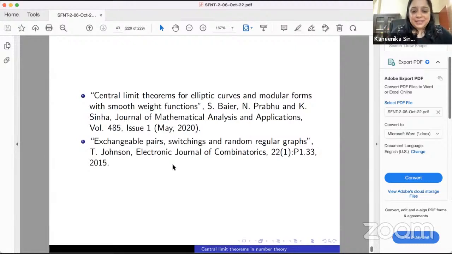Momanthi and I are actually finishing our draft of the paper, and I'll be happy to share it with the organizers once it's ready, hopefully by the end of this month, and you are welcome to share it on your webpage. So I stop on this note.